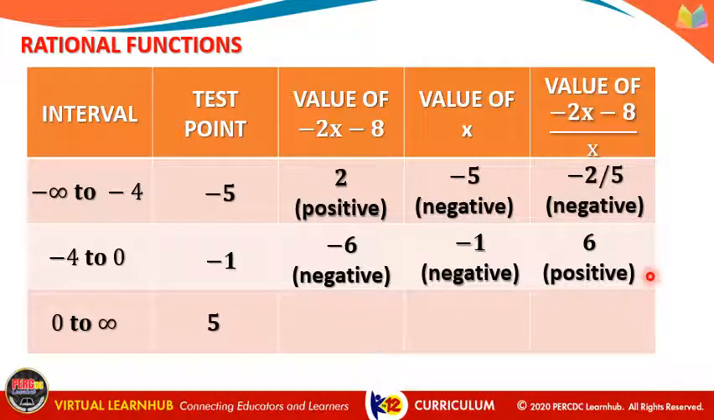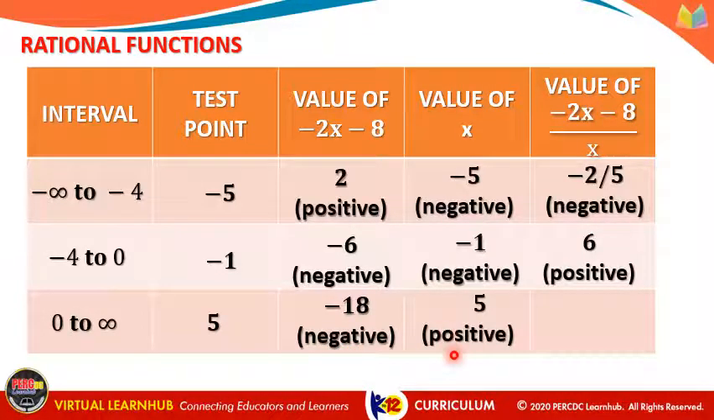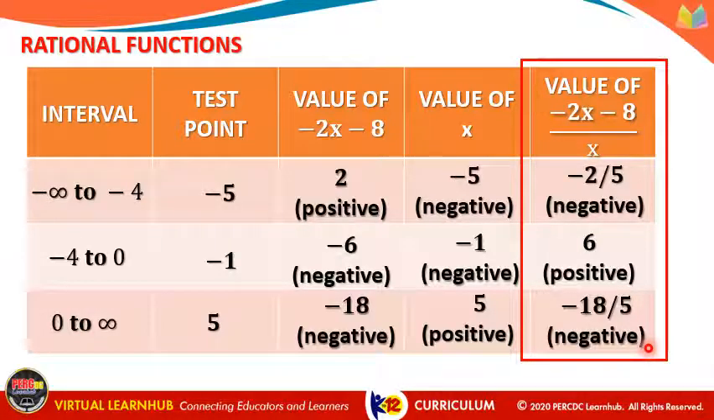Lastly, if x is 5, the value of negative 2x minus 8 is negative 18, and the value of x is 5. Solving for negative 2x minus 8 over x, we will get negative 18 over 5. This means that if x is between 0 to infinity, then our expression will be a negative value. So again, ang kailangan lang talaga natin dito is ano ang sign ng negative 2x minus 8 over x sa interval na ito.